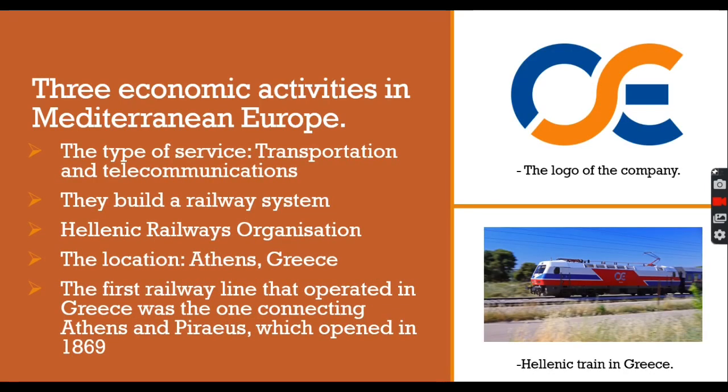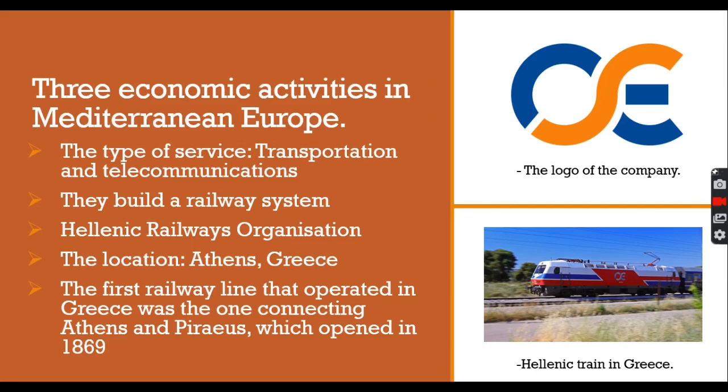Okay, the last economic activity in Mediterranean Europe is transportation and telecommunication. Rail transport in Greece has a history which began in 1869 with the completion of the Athens and Piraeus Railway, with part of it also becoming the second oldest underground metro system in the world. The running of the Greek railway is split between companies, including the Hellenic Railways Organization OSE, which owns and maintains the infrastructure.